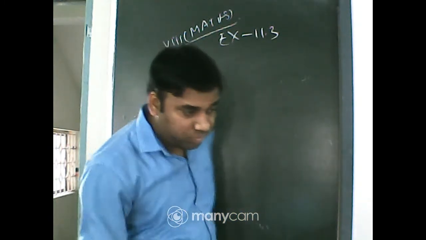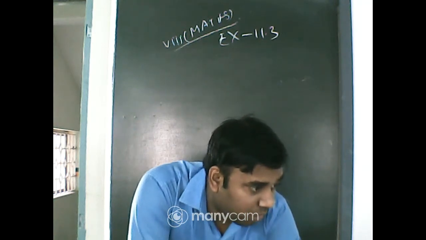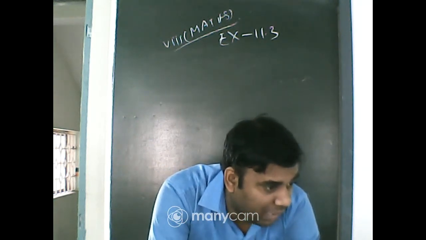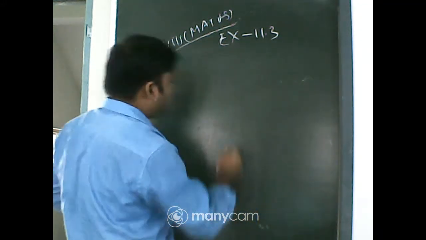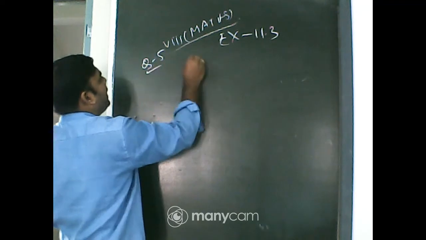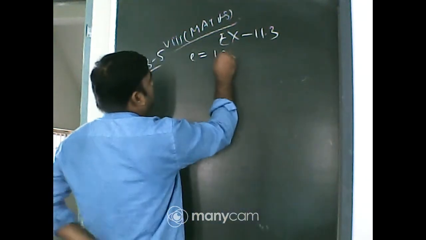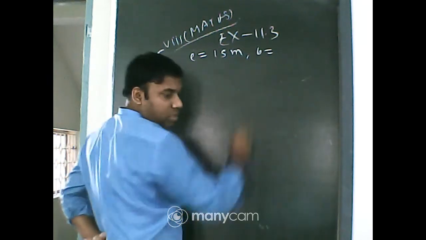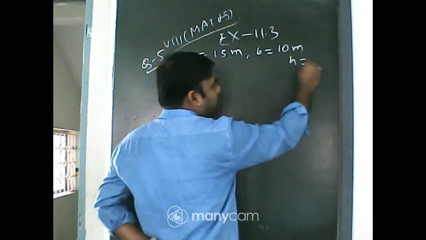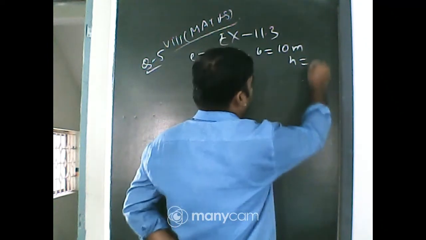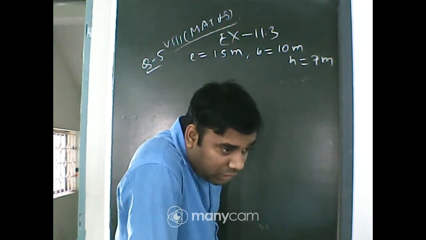Read the question. Daniel is painting the walls and the ceiling of a cuboidal hall with length, breadth and height given. Question number 5. Length is given 15 meter, breadth is given 10 meter, and height is given 7 meter. Okay, length, breadth and height given.